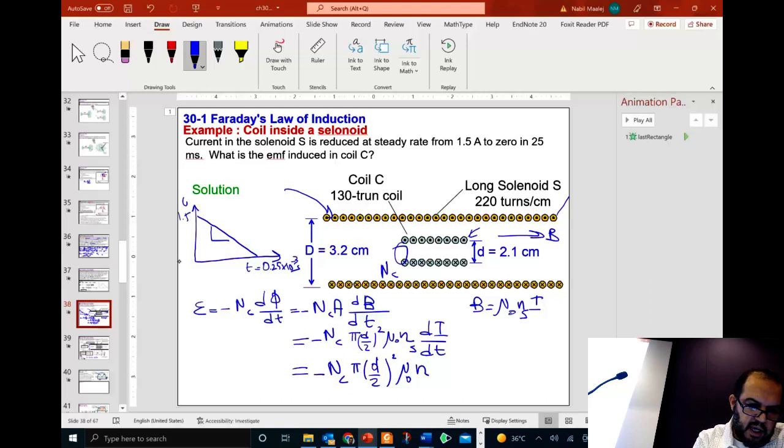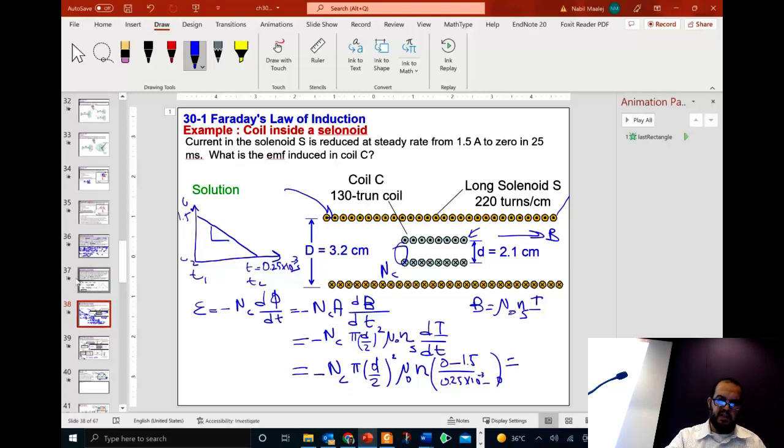This is I2, which is 0, and this is I1, which is 1.5. So it's going to be I2, which is 0, minus 1.5 (I1), divided by T2, which is 0.25 times 10 to the minus 3, minus 0. Okay, so this is the slope, and it's a negative slope, so we obtain a result that is positive, and you can replace the numbers. We have everything in this equation.